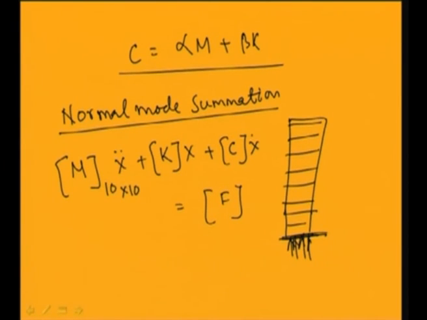So in this case, m equals 10 by 10, k also equals 10 by 10, and C also is a 10 by 10 matrix, and this forcing F is a 10 by 1 vector. So one can find this modal matrix P. The modal matrix P can be found from the eigenvalues and eigenvectors of m inverse k. So if A equals m inverse k, one can obtain 10 eigenvalues and corresponding eigenvectors. Those 10 vectors can be written as phi 1, phi 2, up to phi 10.